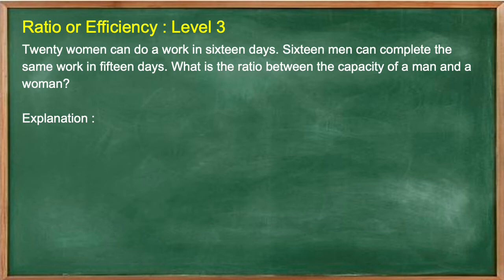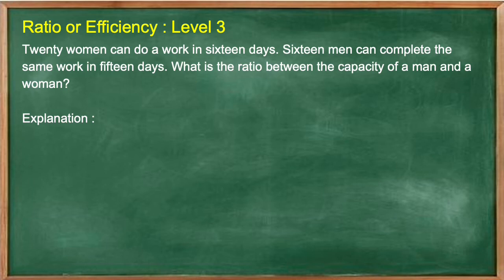Ratio or efficiency level 3. 20 women can do a work in 16 days. 16 men can complete the same work in 15 days. What is the ratio between the capacity of a man and a woman? Here we have to find out the ratio of capacity of a man and a woman.